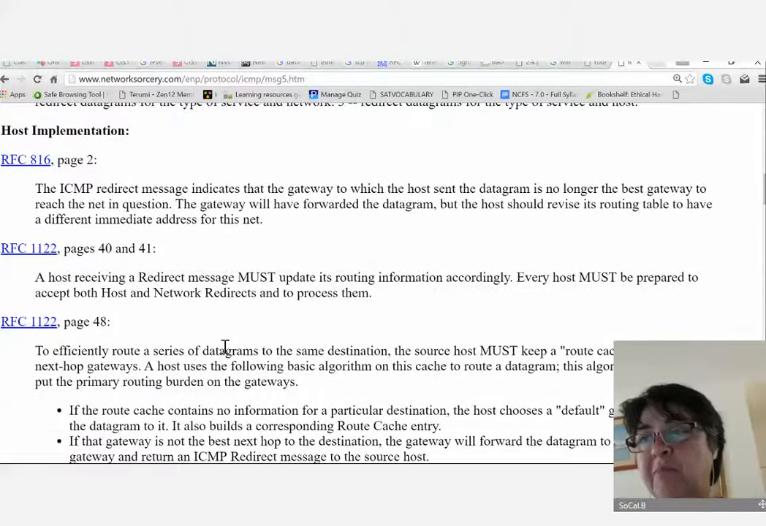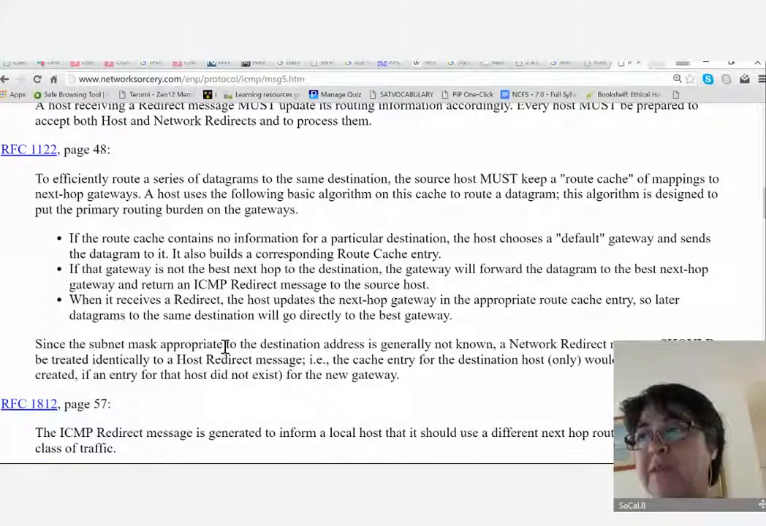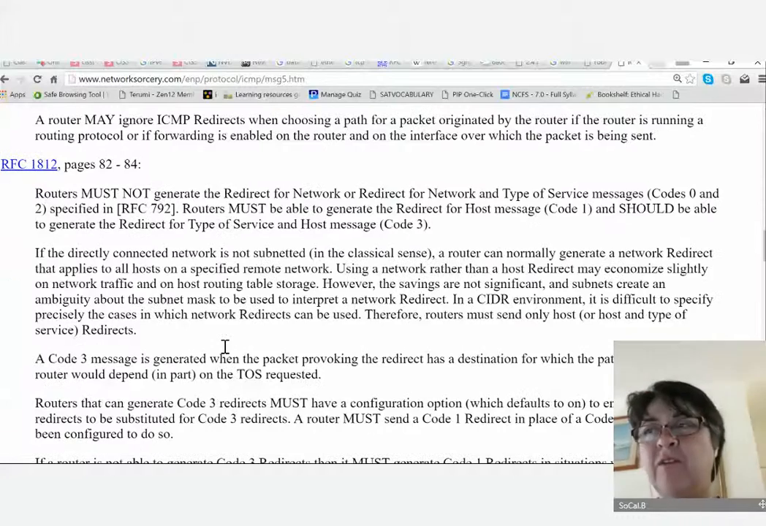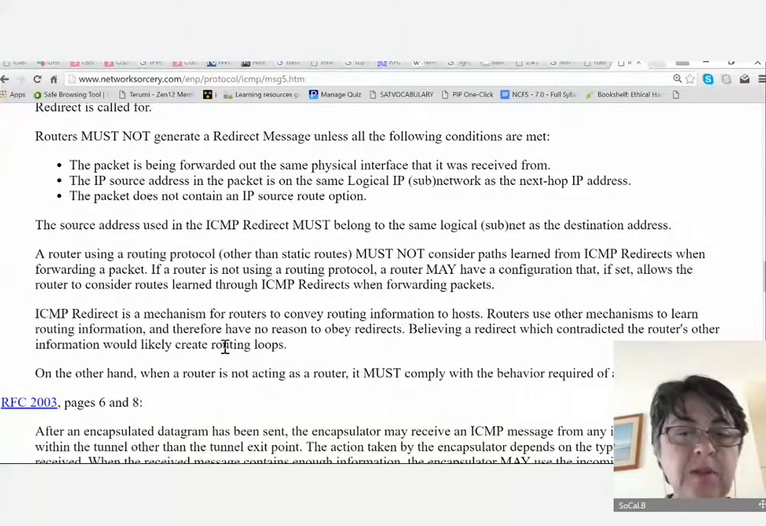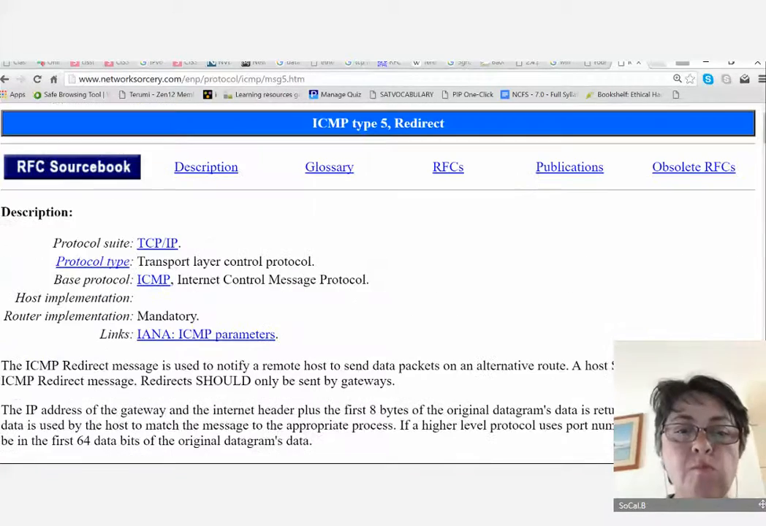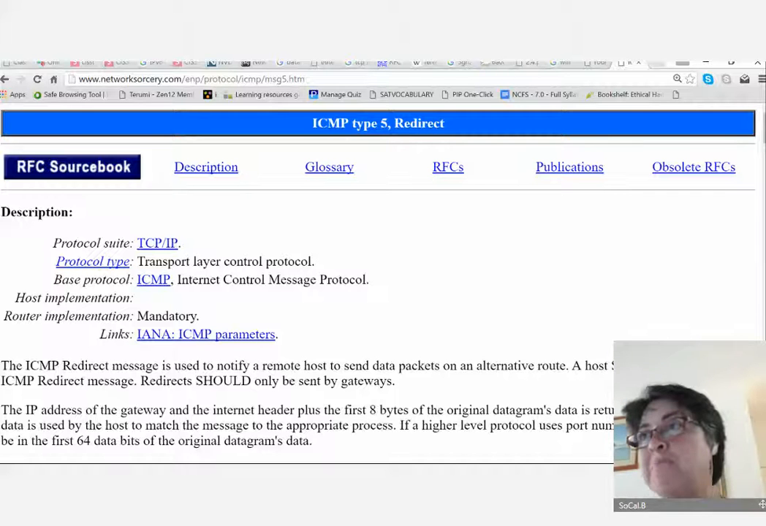Okay, so there you go. I think this is a pretty good book, and this is all the RFCs about the ICMP redirect. Yeah, pretty hard. Okay, so any questions on the ICMP redirect? Okay then. We shall go to the next one.